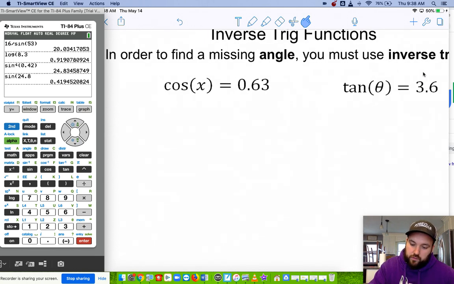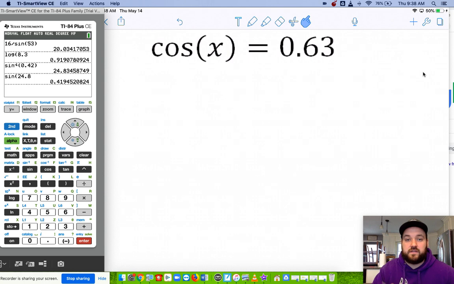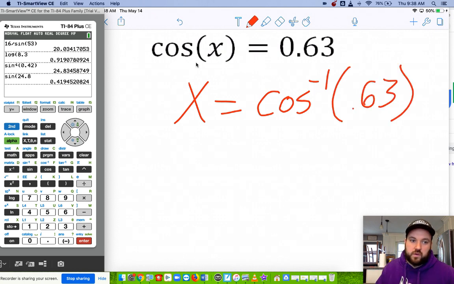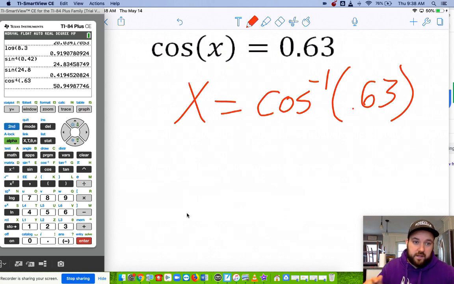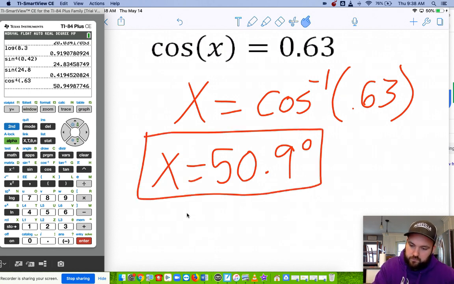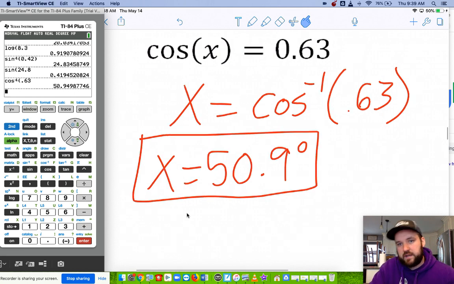So what this is asking is, cosine of what angle? How many degrees would the angle have to be so the cosine is equal to 0.63? To figure that out, all I'm going to do is type in inverse cosine of 0.63. It's kind of like how square rooting and squaring are inverses of each other. So 0.63 gives me 50.94. I'm just going to call it 50.9 degrees. That is the angle in which the cosine is equal to 0.63.